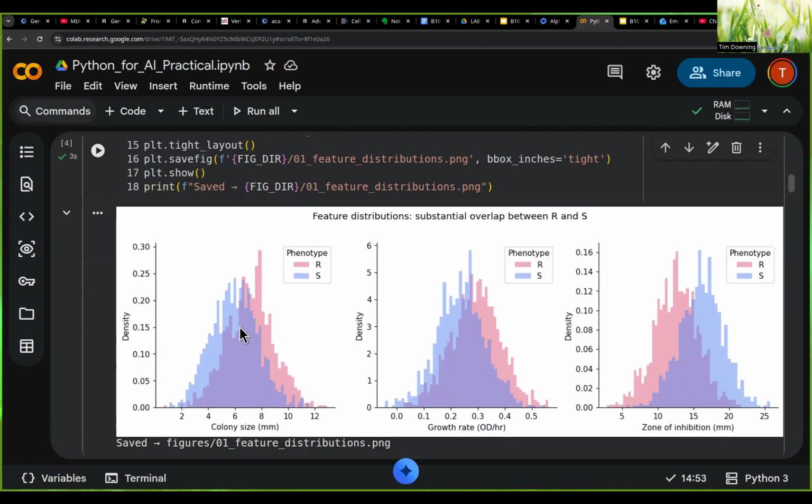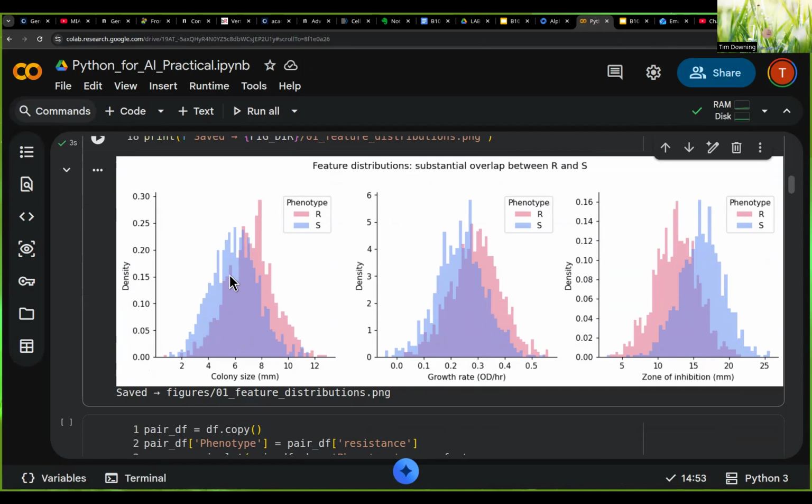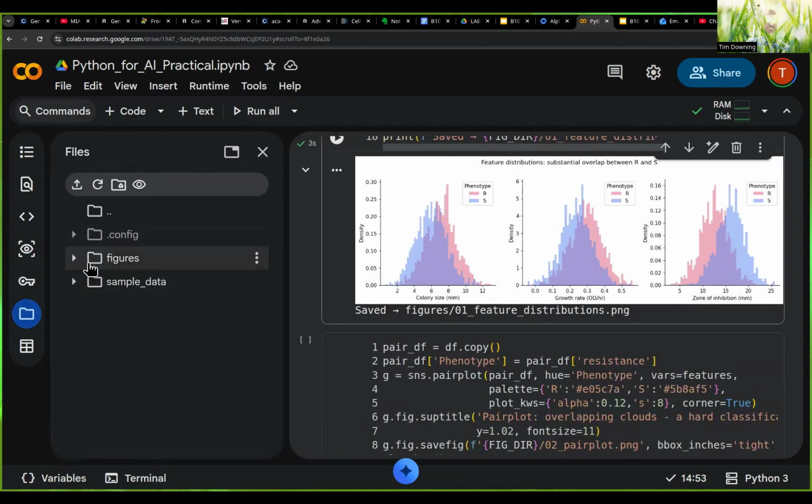is that for the levels of colony size, there's a wide variation within each group, which is created by our data at the start. And there's considerable overlap between the groups. The resistant are definitely bigger, but there's a lot of overlap too. And same with the growth rate. The resistant grow faster overall, but some of them grow quite slowly. And same with zone of inhibition. Most of the resistant have a smaller zone of inhibition. However, that's not true for all of them. So you can see that the differences between these two groups is small. And please note our figures are over here on the left as well.